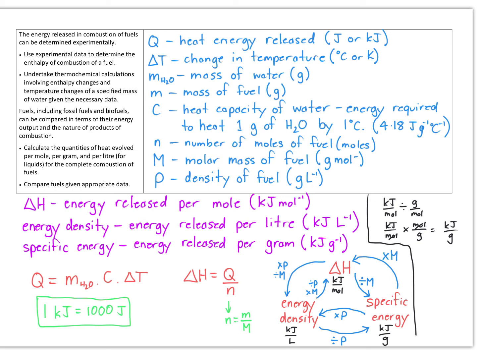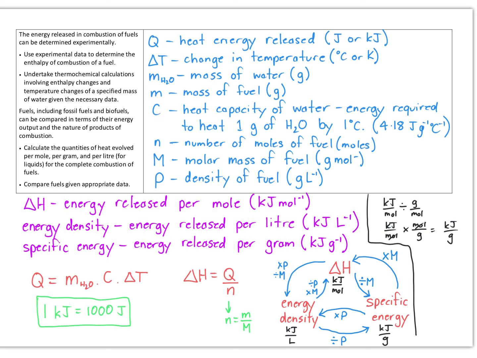Delta T is the change in temperature. We are going to be using these fuels, and the way we're going to work out how much energy is in these fuels is we're going to use them to heat up water. Basically, the more they heat up water, the more energy that's released. So we work out how much they've heated up the water by measuring the change in temperature of the water. MH2O is the mass of water that we are going to heat, as opposed to M, which is just the mass of fuel that we're going to burn. So we're going to burn a certain amount of fuel and use that to heat a certain amount of water.